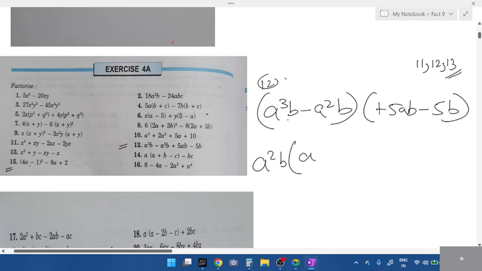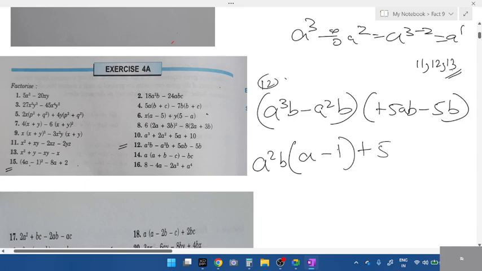Just a minus, not a square, a. Yeah, what is 3 minus 2 there? If you divide, you have to subtract the powers, right? 3 minus 2 is 1. Next, plus is the first side.